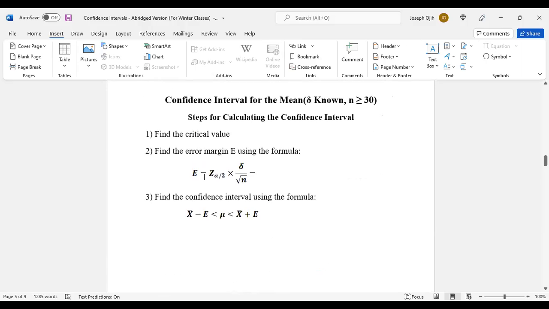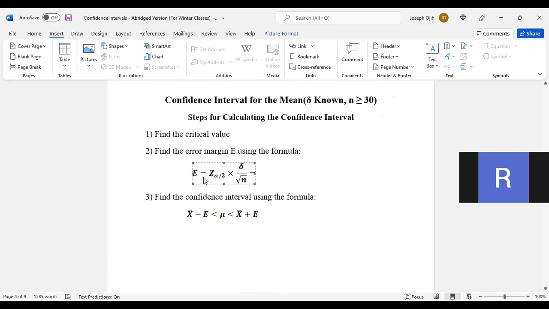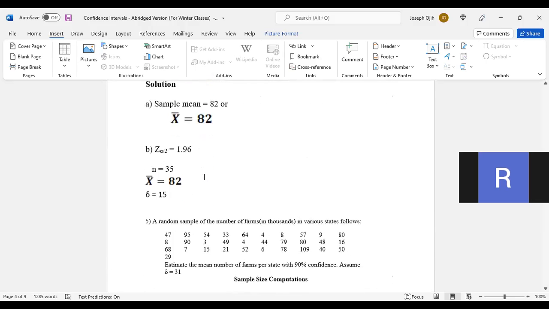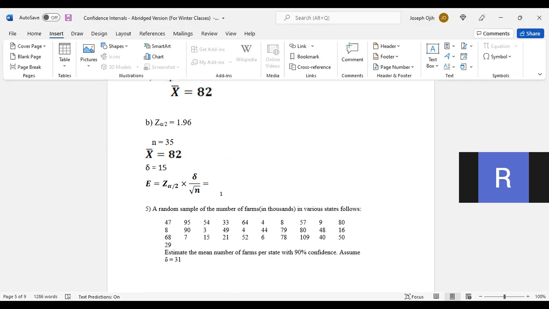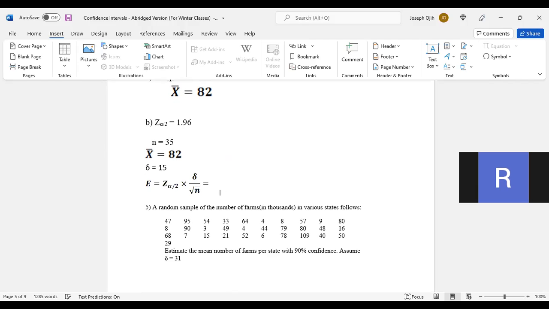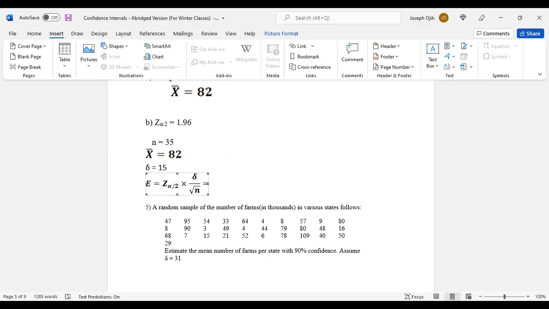Remember, the formula for error margin is right here. I'm bringing it down now. It's right here. See? Which is equal to the alpha over 2 is 1.96. Let me put it the way it will look good for you, so you can see exactly what I'm doing. I'm going to write all this down. Standard deviation is 15, and n, the sample size, is 35.